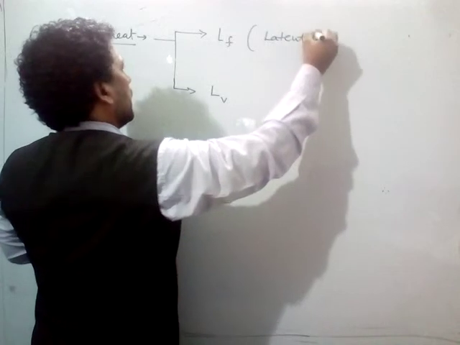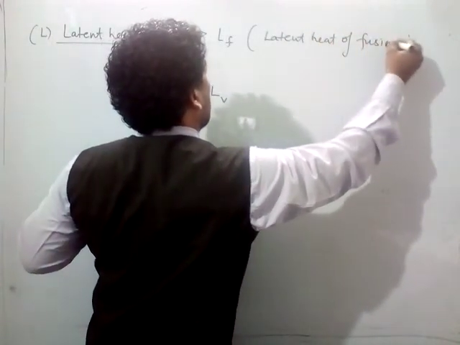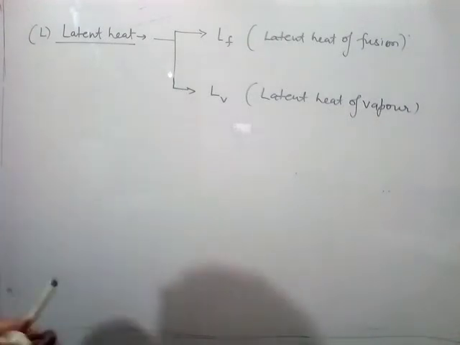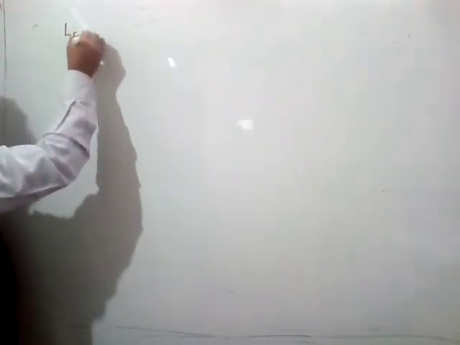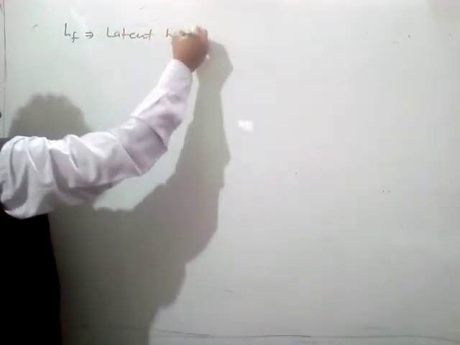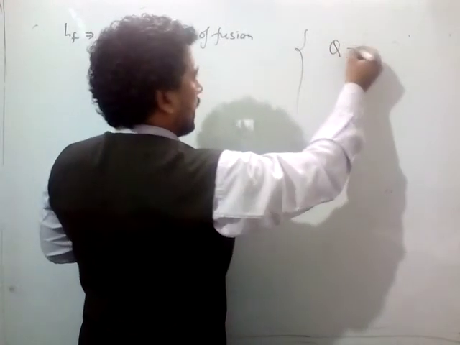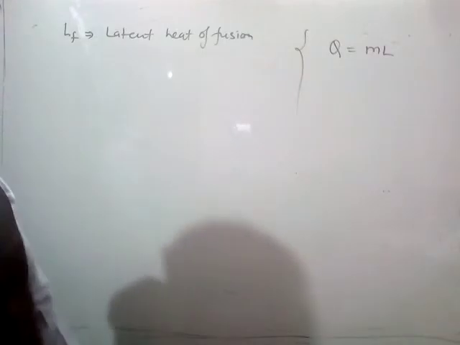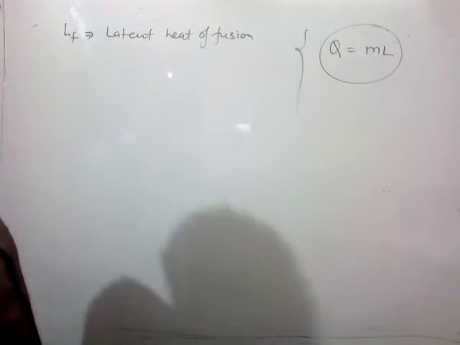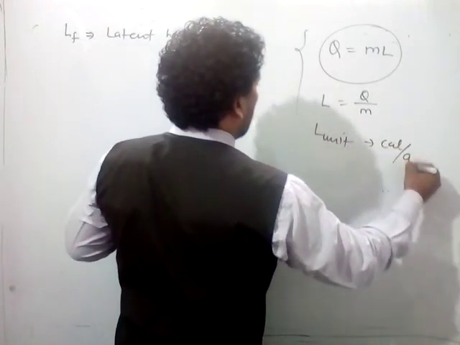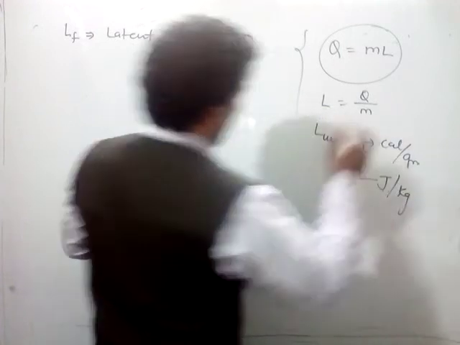Latent heat of fusion and latent heat of vapor. First of all, let me discuss the latent heat of fusion, LF. Here Q, the latent heat, is equal to mL. So the value of L is equal to Q by m, and its unit is calorie per gram, or we can also write joule per kilogram.